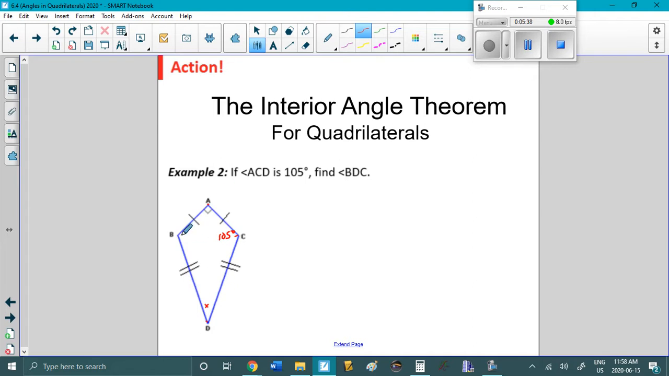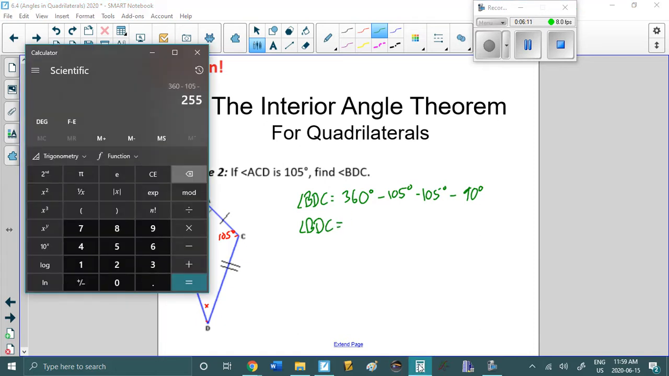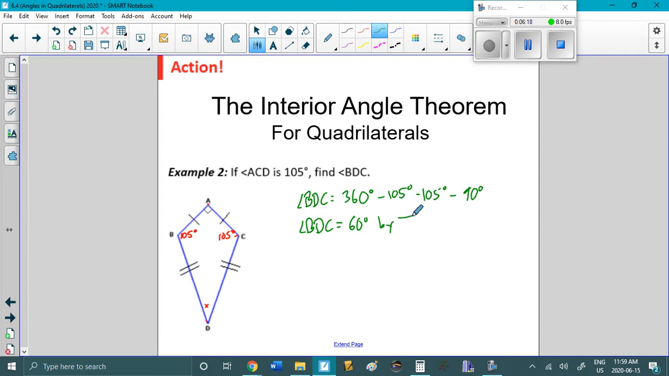So this is a kite, right? So this is 105 degrees. So angle BCD or BDC, or you can say X if you want. We know there's 360 altogether. We subtract the 105. We subtract this other 105 because it's a kite. And then we subtract this angle, which is labeled as a 90. And angle BDC, or angle X if you prefer, is 360 minus 105 minus 105 minus 90, which is 60 degrees. Now check this out. We're going to say by IAT and by kite, or and because it's a kite. Either one of those would work just fine.